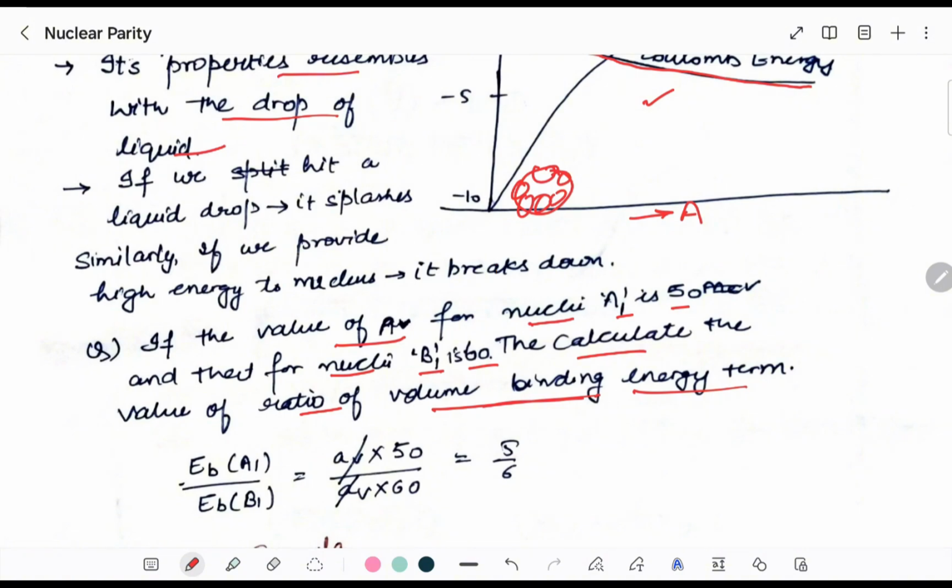In this case, the examiner may ask about the volume binding energy term, so we will consider only the EV term for the first nucleus and the EV term for the second nucleus. For the first, the value of A is 50 and for the second nucleus, the value of A is 60. So we can cancel out the common constant and we will get 50 upon 60, which equals 5:6. So this is our answer. Similarly, you can also solve for the surface energy term or the Coulomb energy term. In this way, the examiner may ask about any energy term or about the total binding energy. I think you have grasped all the concepts till here.